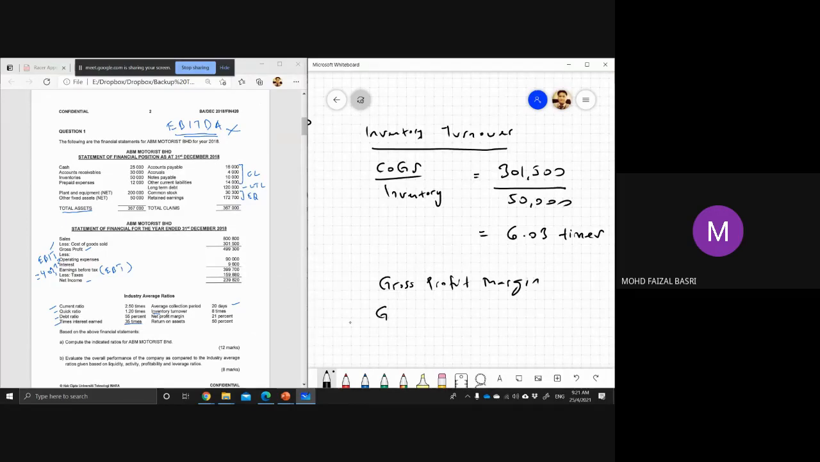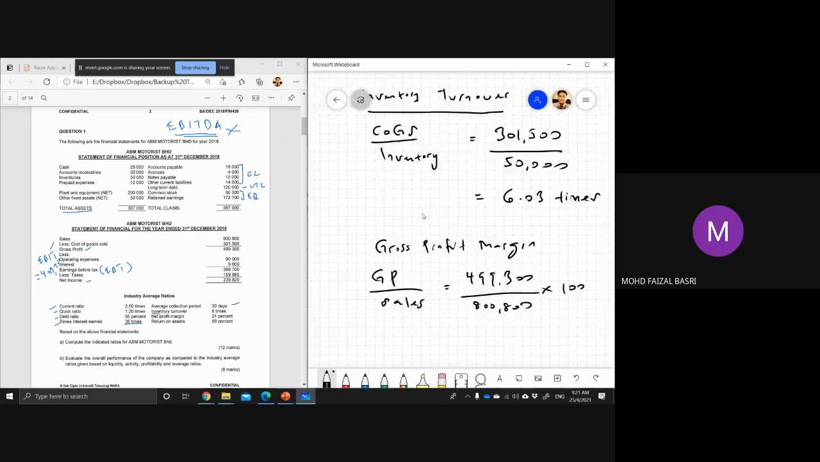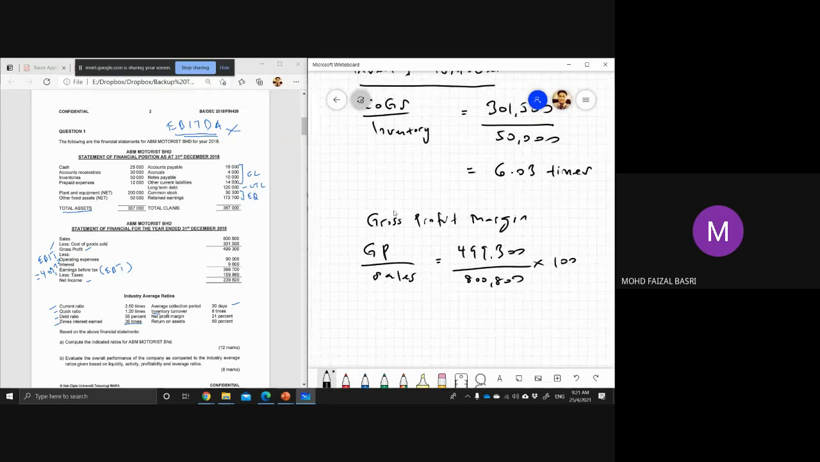So the formula is gross profit divided by sales. The gross profit is 499,300 and the sales is 800. And don't forget, multiply by 100 to get the percent. So 499,300 divided by 800, you're going to get 62.35%.